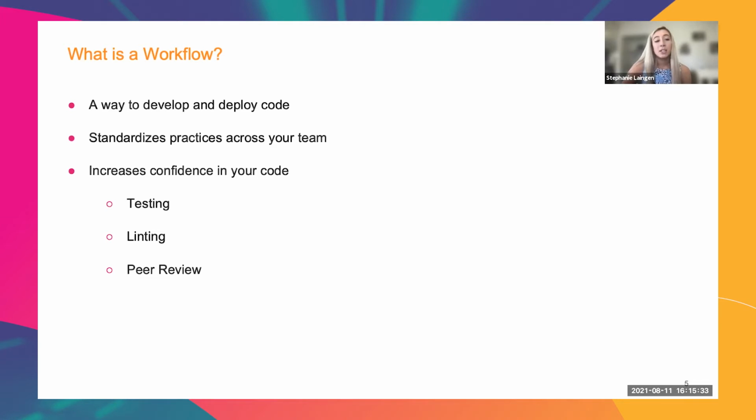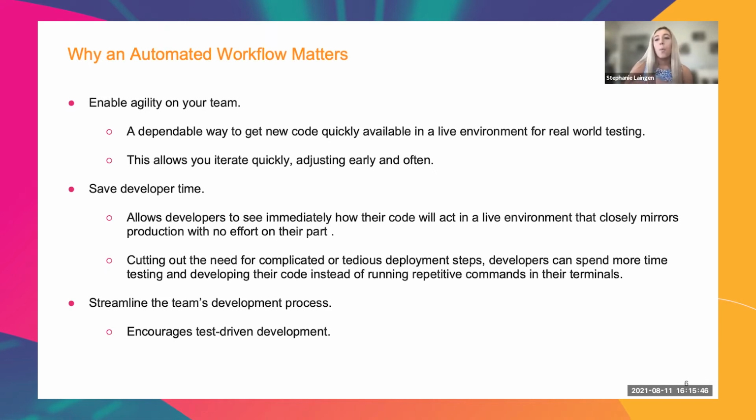So this basically describes a workflow in general, and these can be manual steps that are run by your developers and just the way that coding is done within your organization. So why automate? Why does it matter if these are manual steps or automated steps? Well, automating your team's workflow can have huge benefits for your organization. Automation speeds up the deployment process and can enable your team to be more agile. This creates a dependable way to get new code quickly available in a live environment for real-world testing.